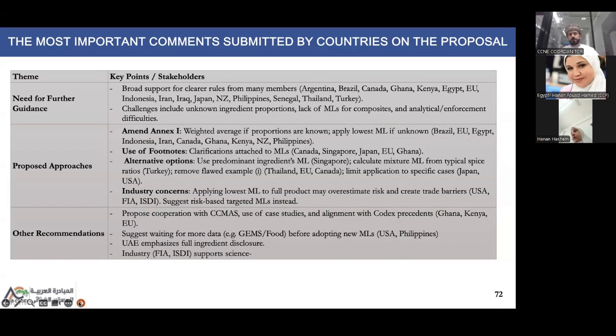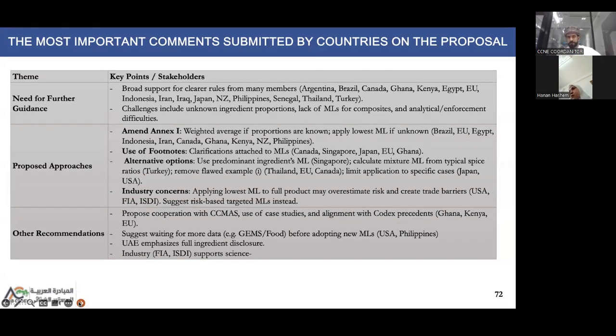Other recommendations: Ghana, Kenya, EU proposed cooperation with the CCMAS and use of case studies and alignment with Codex precedents. UAE emphasized full ingredient disclosure. Several industry groups like FIA, ISDI supported the science basis.